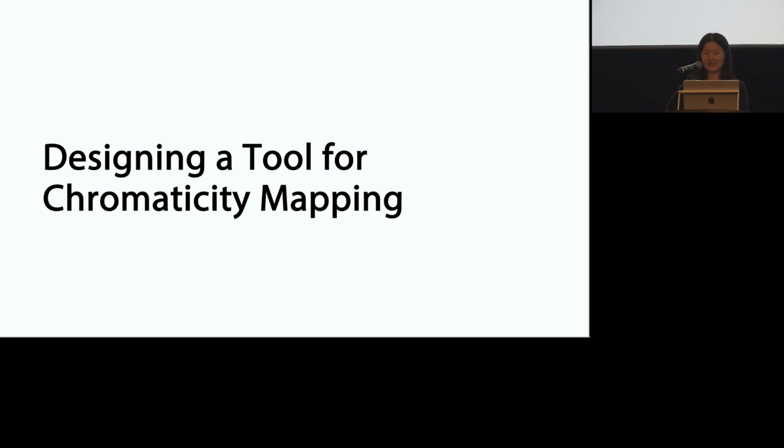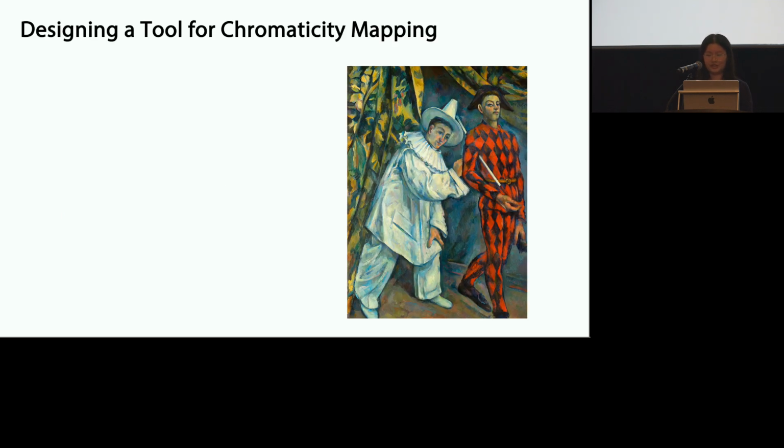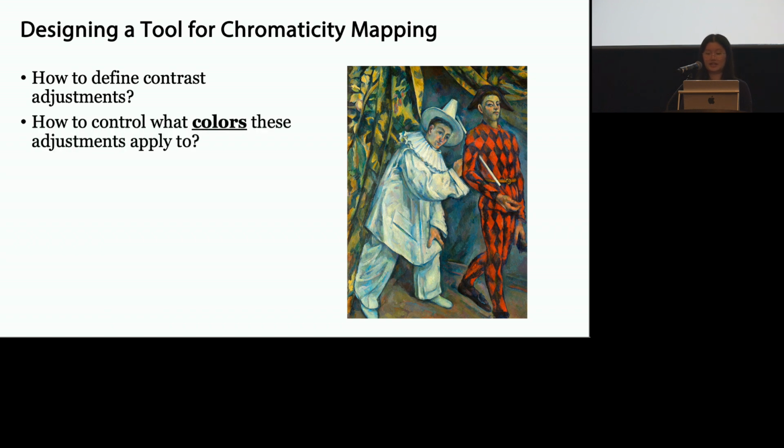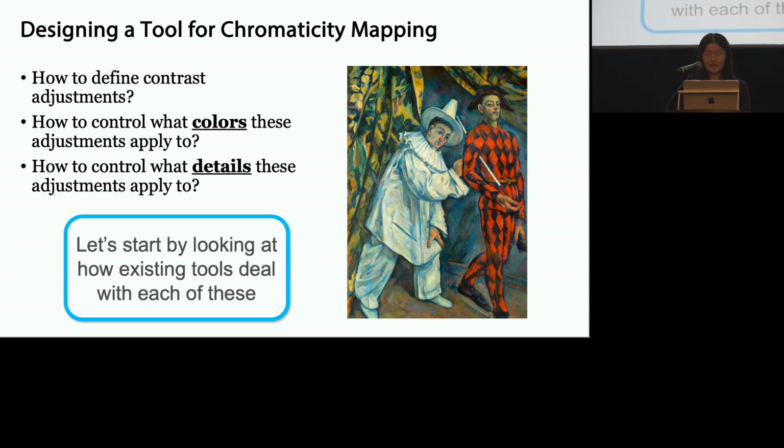So how do we design a tool to help users apply and control this type of chromaticity mapping? For this, we need to answer 3 questions. First, how should we define contrast adjustments? Second, how should we map these adjustments to changes of chromaticity? And finally, how can we control what details in an image are enhanced by these adjustments? Let's start by looking at how existing tools deal with these questions individually.